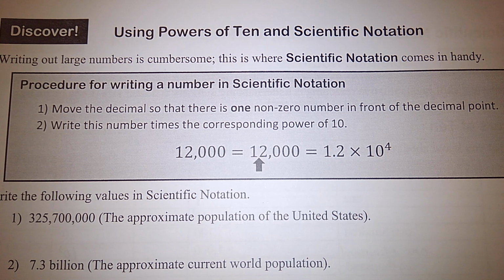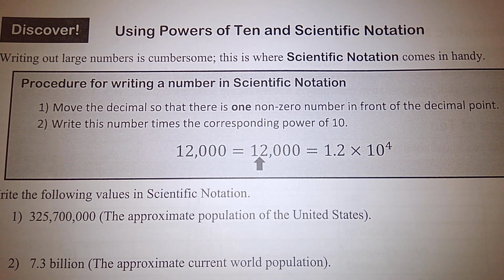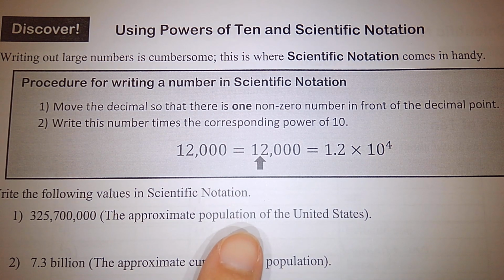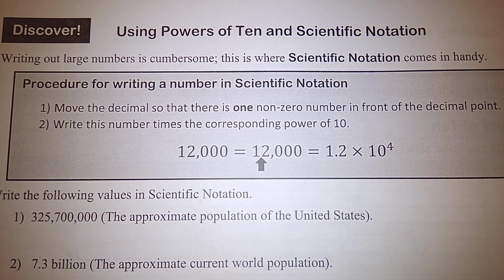Procedure for writing a scientific number in scientific notation. Move the decimal so that there is one non-zero number in front of the decimal point. Write this number times the corresponding power of 10. Very good. Thanks. Okay. All right.